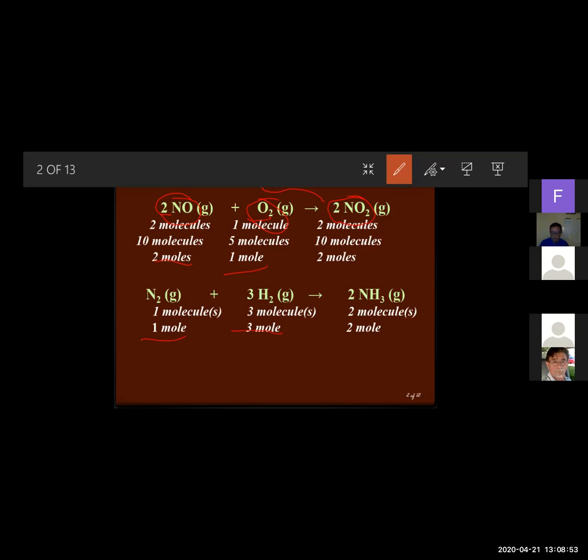And so if we were to have, say, 100 moles of N2, what does that tell you about how much hydrogen you need? You need 300 of hydrogen. Because that stoichiometric relationship is 1 to 3. And vice versa. If I go the opposite direction, I need 1/3 as much N2 compared to hydrogen.